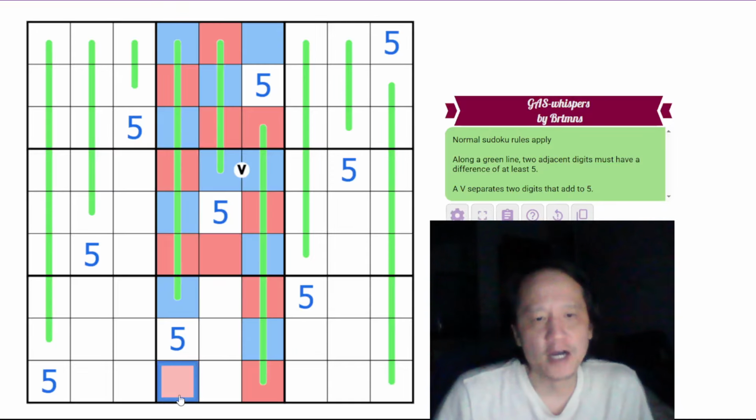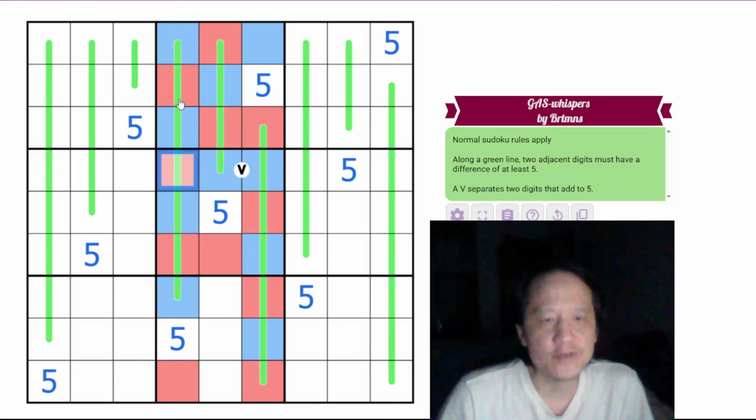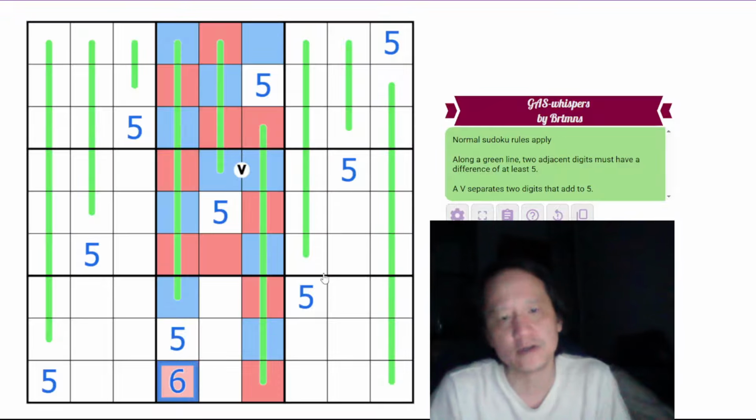This digit is a high, and so all 3 of these digits are between 2 unique digits on a Whisper 5 line. Well, that means 6 cannot be any of these digits, so 6 has to be here.